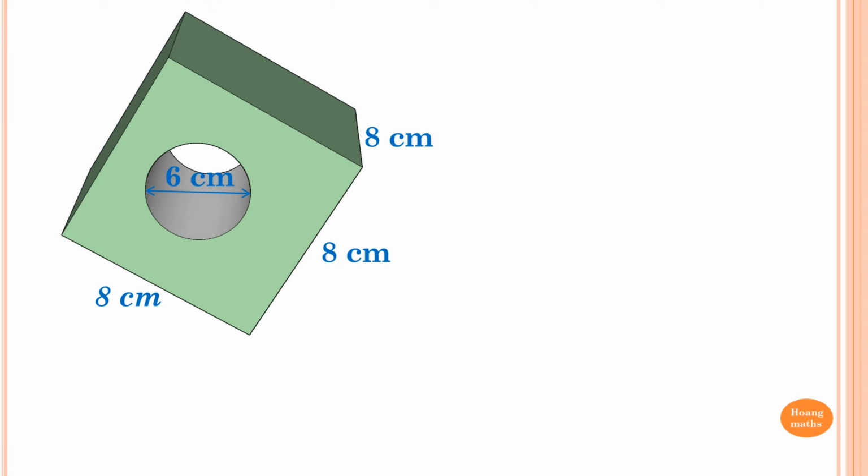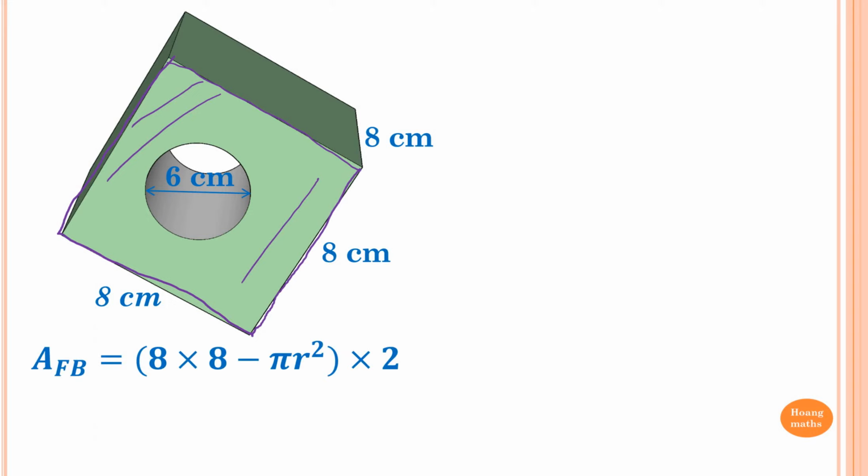To find the surface area of this, we know that the front is here and the back is the same. But to find the area of the front, we need to find the area of a square here and then minus this circle out. So to do this, we times by 2, of course, because the front and the back are the same.